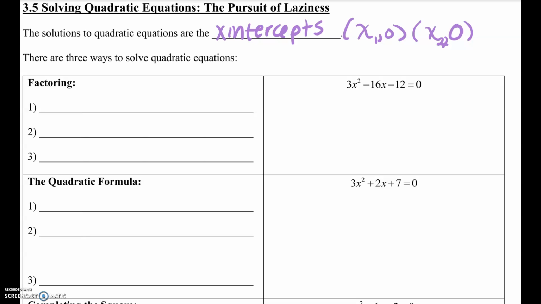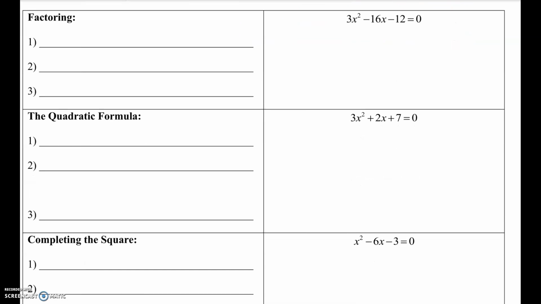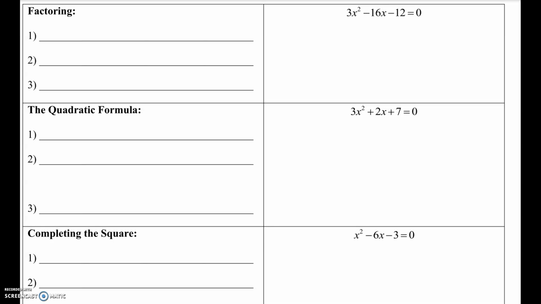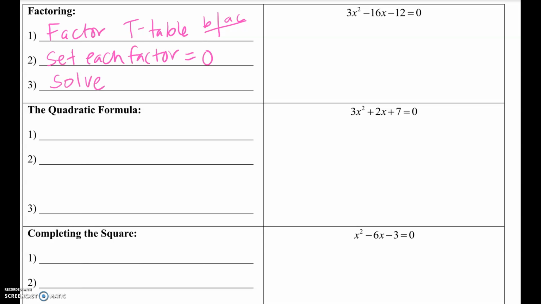And there are 3 ways that we can solve quadratic equations: factoring, the quadratic formula, and completing the square. So when we look at factoring, the steps are pretty basic. We factor. I usually use the t-table with b and ac. Then you're going to set each factor. Remember, the x-intercepts have a y value of 0, so you set each factor equal to 0, and then, based on the zero product property, you'll have 2 different answers, and of course, then you solve. So let's take a look at that.